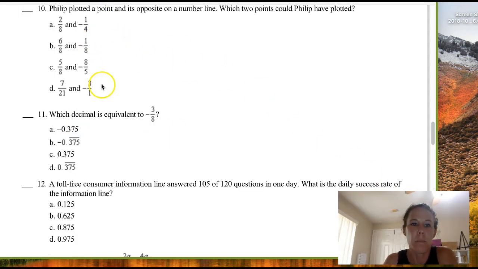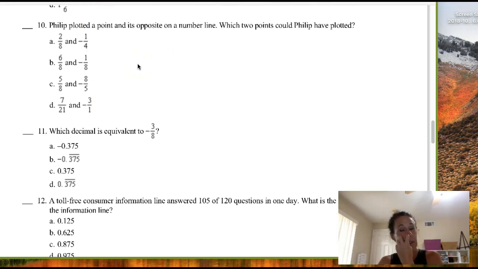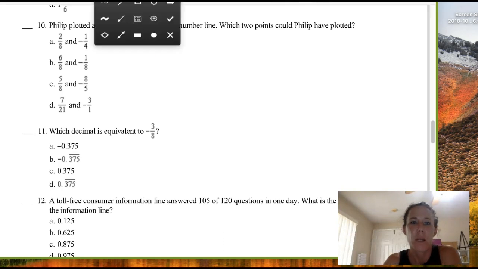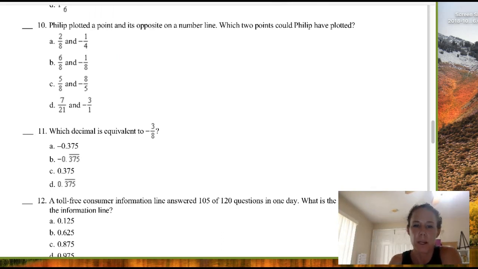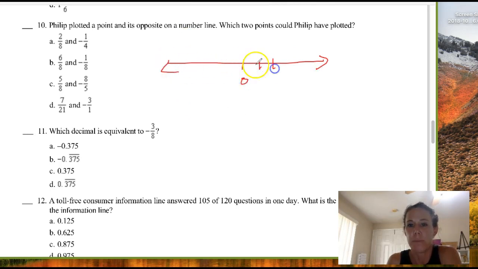All right, Philip plotted a point and its opposite on a number line. Which 2 points could Philip have plotted? Now a point and its opposite on a number line just means the point opposite 0, on the other side of 0 is what I should say. So for example, if I had 2, its opposite would be -2. It's on the other side of 0. So all I'm looking for is the number and the negative of the number, or the opposite of the number.